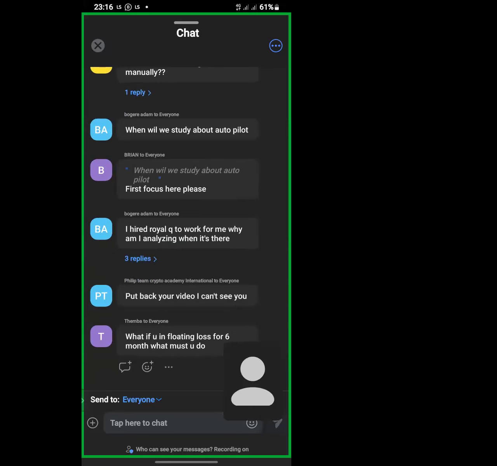What if you are in floating loss for 6 months? What must you do? What capital are you using and what strategy?